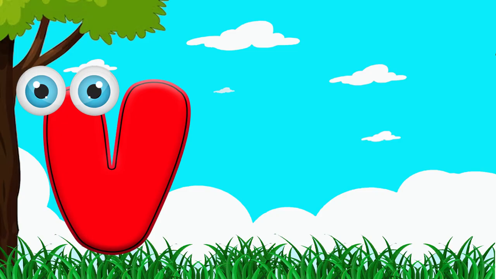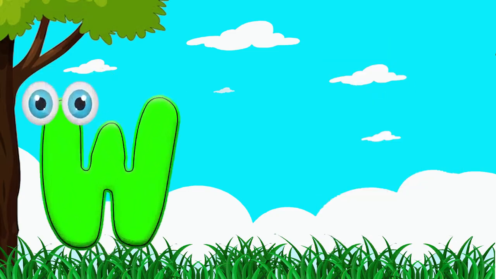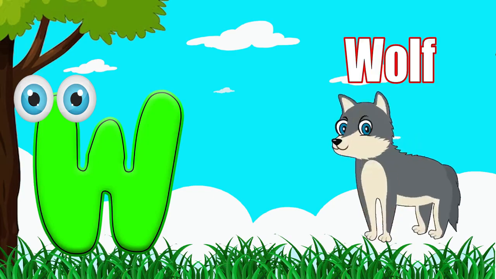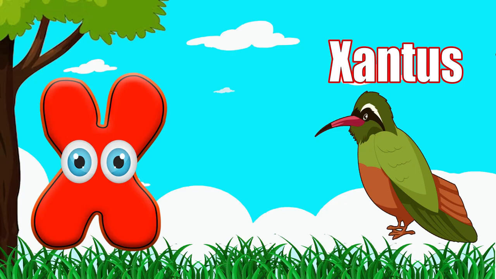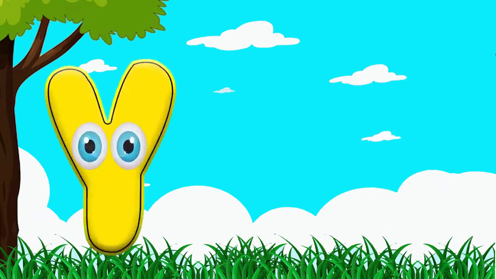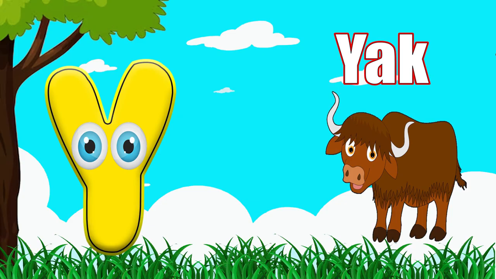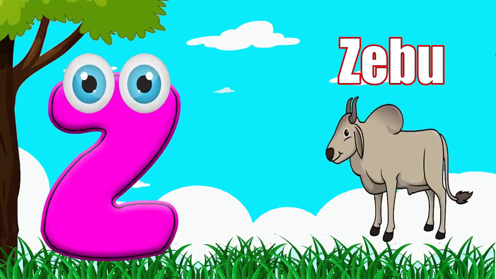V is for vegetables. W is for wolf. X is for xanthus. Y is for yak. Z is for zebu.